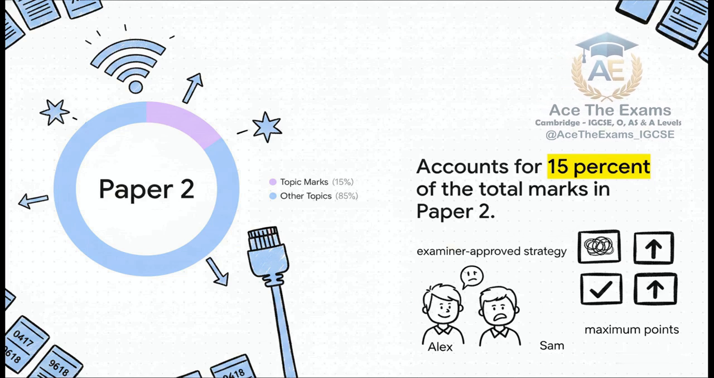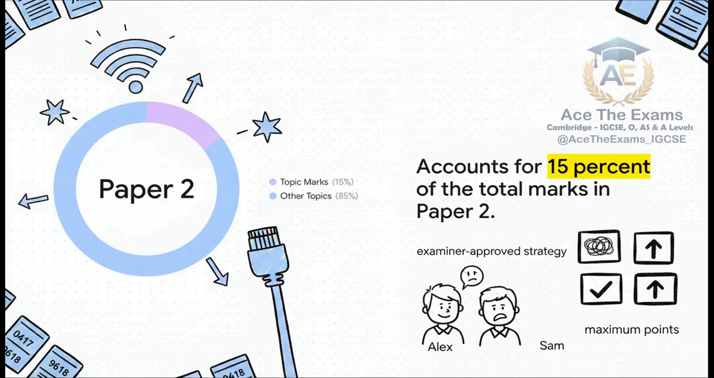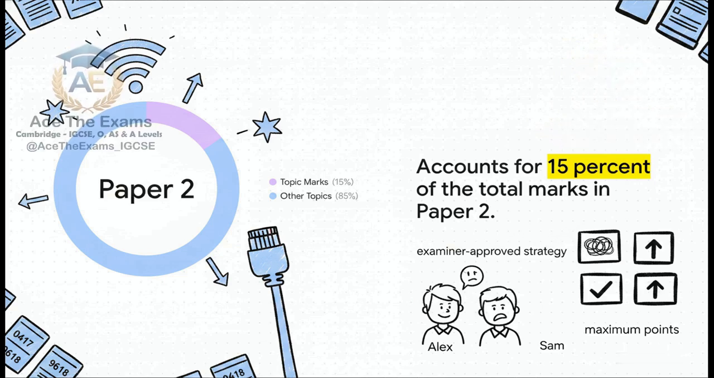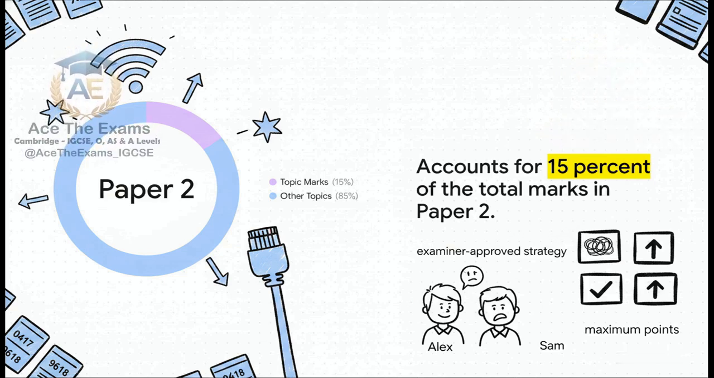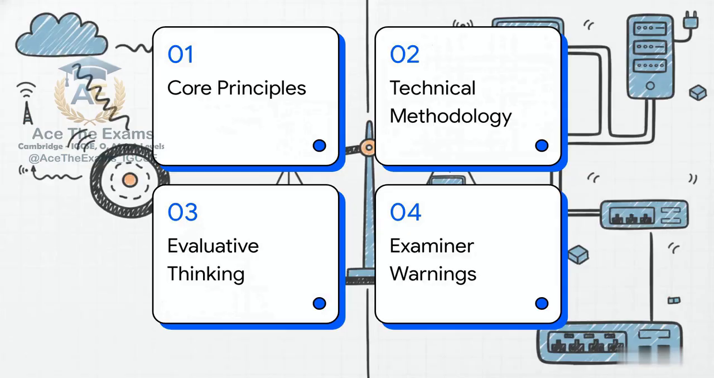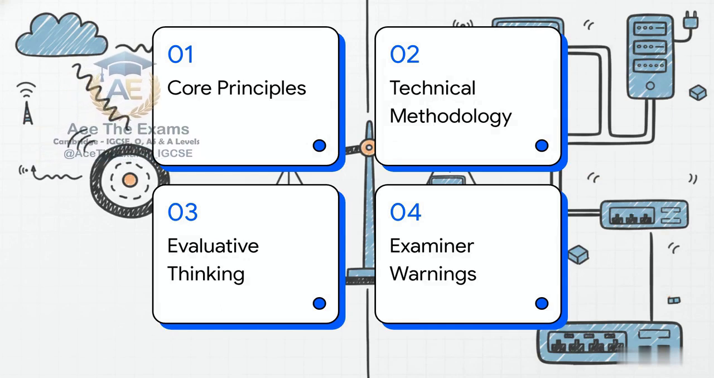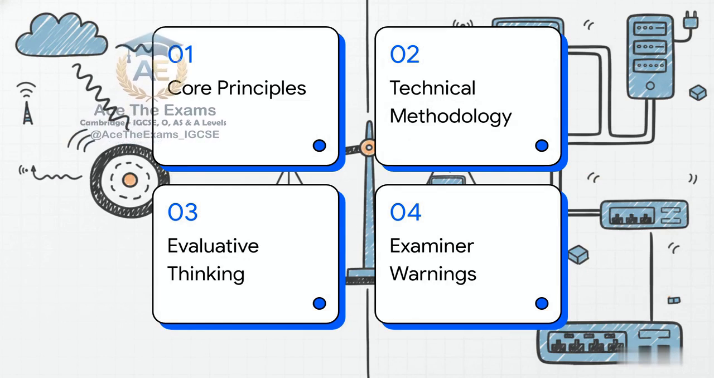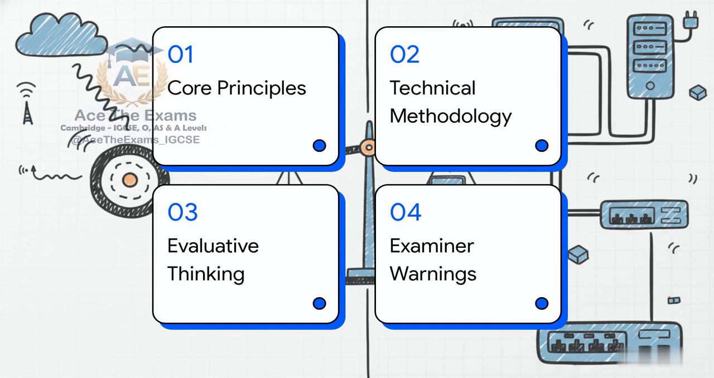You need a reliable system, a system that seamlessly translates your raw technical understanding of network topologies and transmission media into maximum points every single time. So, here is our game plan for mastering this. First, we are going to uncover the core principles of networking. Second, we'll map out the exact technical methodology you need to use. Third, we'll run through an interactive workshop to develop your evaluative thinking skills. And finally, we will expose the crucial examiner warnings you need to know to protect your grade.